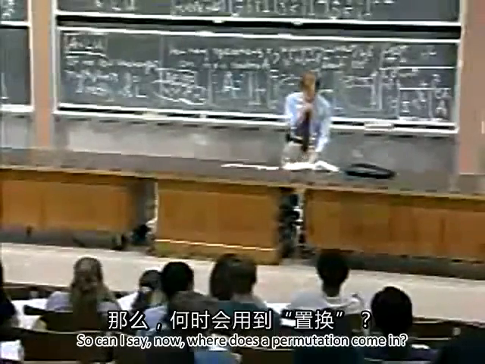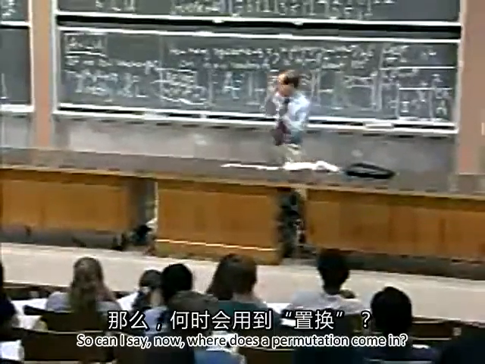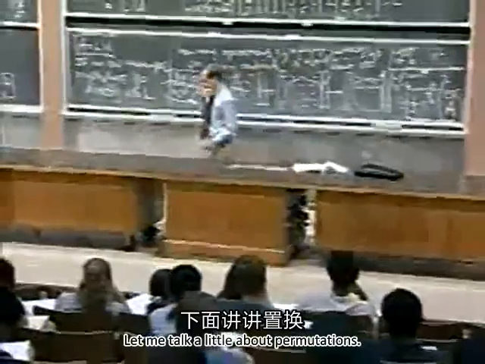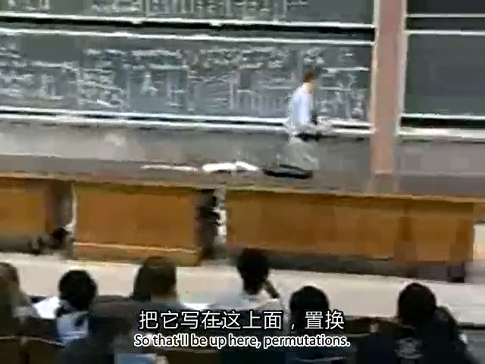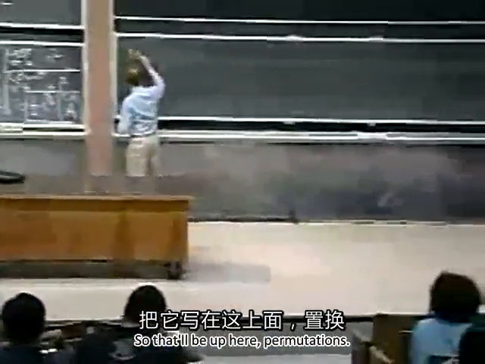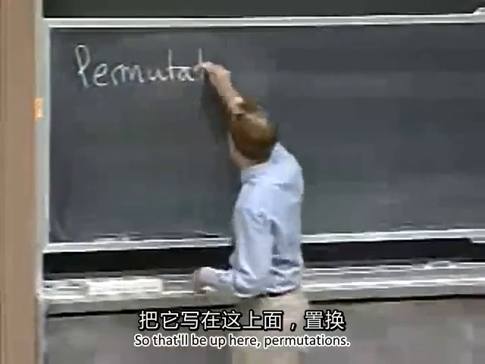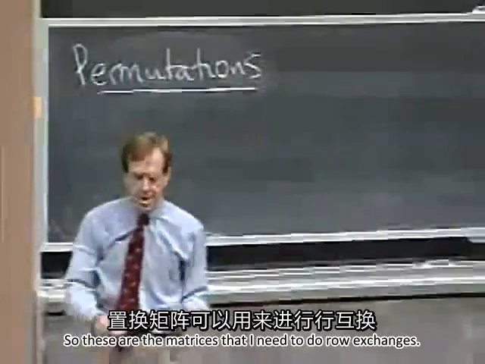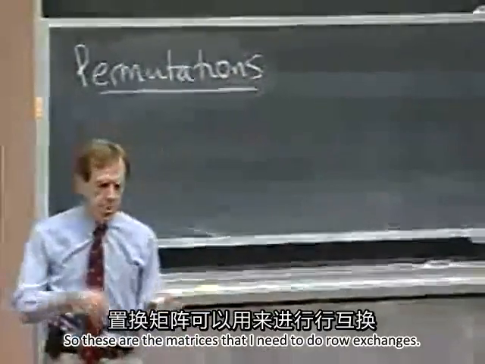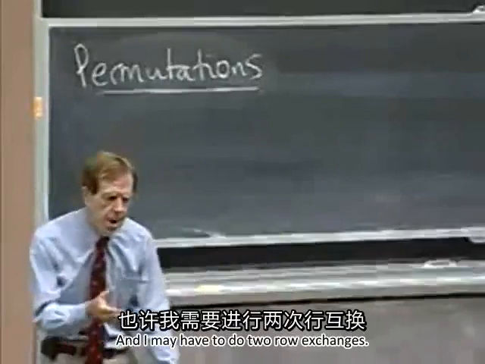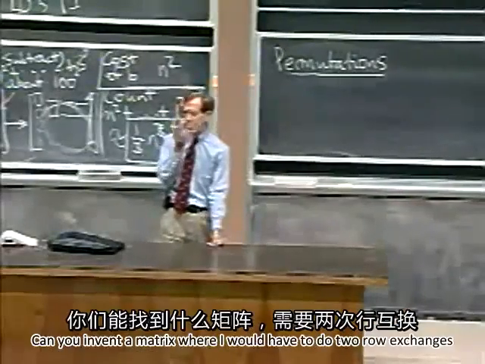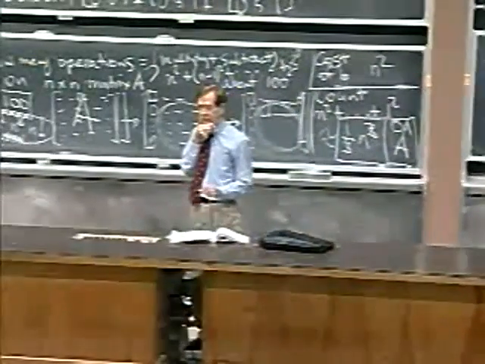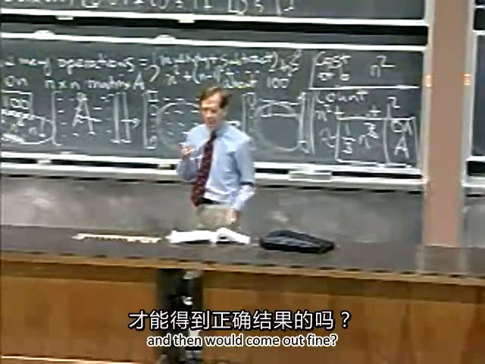Okay. So can I say now, where does a permutation come in? Let me talk a little about permutation. So that'll be up here, permutation. So these are the matrices that I need to do row exchanges. And I may have to do 2 row exchanges. Can you invent a matrix where I would have to do 2 row exchanges and then it would come out fine?